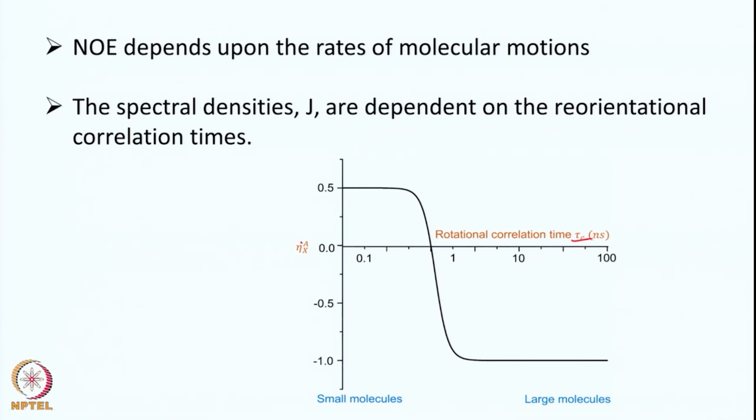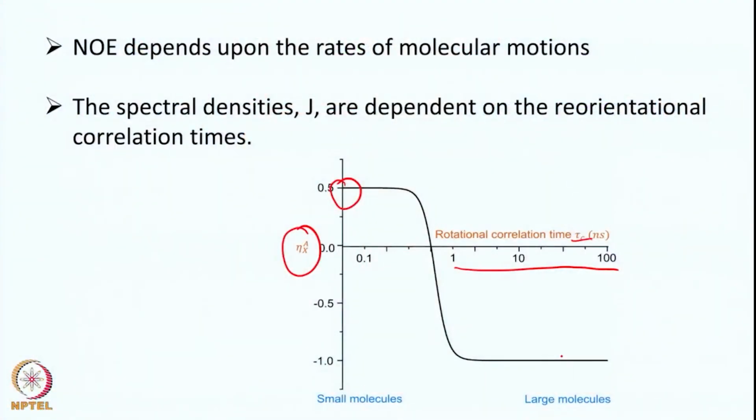That is a relation. Here is the enhancement factor of NOE, eta Ax, and as you can see, for a small molecule we have a positive NOE, and for a large molecule, as we go, we have a negative NOE all the way down to -1 as the correlation time increases. So, for a smaller molecule, which has a faster correlation time, you have a positive NOE, that is 0.5, and for a larger molecule you have a negative NOE. So, that is the dependence of the NOE enhancement factor on correlation time for small and large molecules.